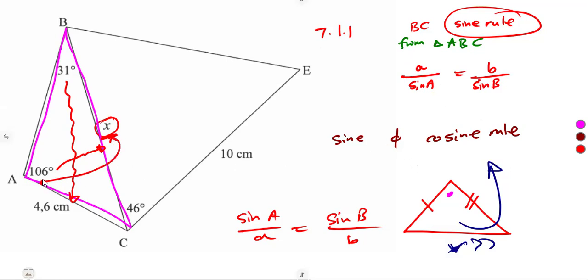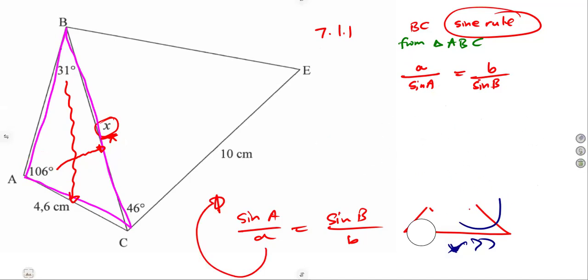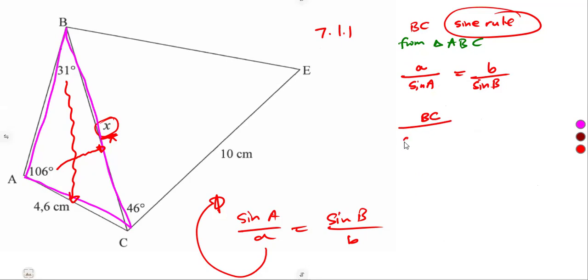X over what? The corresponding sine of the angle, which is the side that you're supposed to calculate. BC. So we are going to have BC over the sine of what? The corresponding angle there, 106 degrees. This is equal to the other side over the corresponding sine of its angle. What is complete? We can see what is complete is this side. So we are going to have the side over what? Sine of that angle. That is how you apply your sine rule. So that's 4,6 over what? Sine of the given angle.